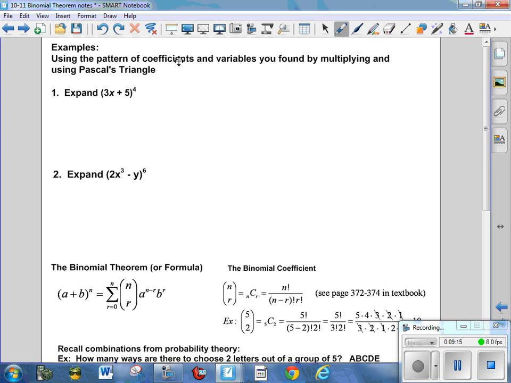Using the pattern of coefficients and variables you found by multiplying and using Pascal's triangle, expand 3x plus 5 to the 4th. So first of all, I have to recognize that this is in the form a plus b to the 4th. And a plus b to the 4th, if you go back and look at your Pascal's triangle, would be a to the 4th plus 4a cubed b plus, and let's flip back and just double check this.